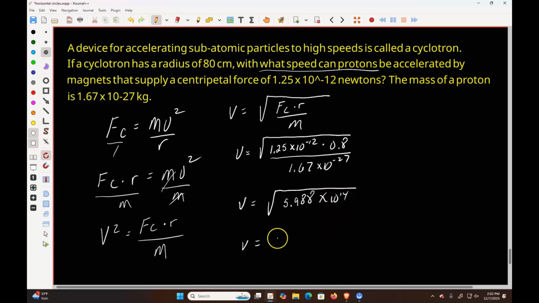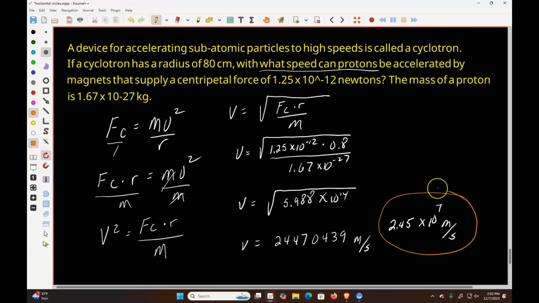So I can say then that the velocity is equal to, okay, my calculator says 24470439 meters per second. And we can write that a little neater to say 2.45 times 10 to the 7th power meters per second. So that will be the velocity needed for the proton.